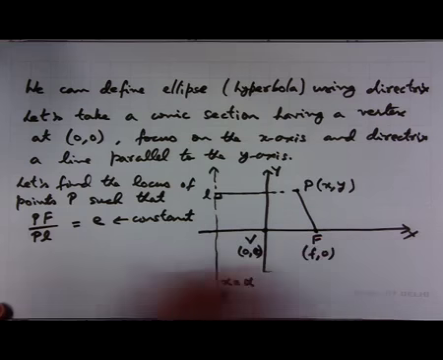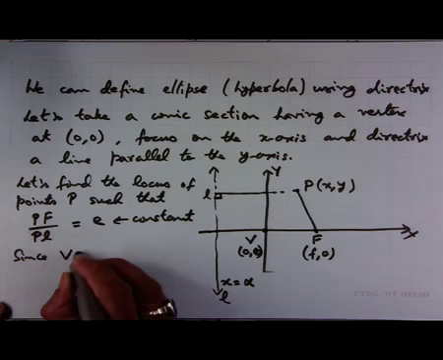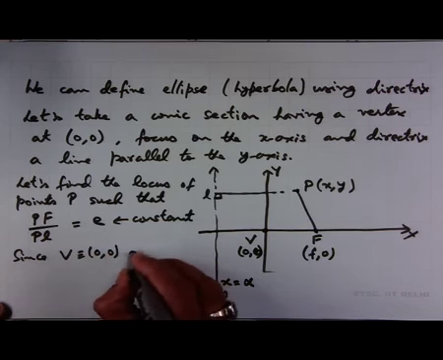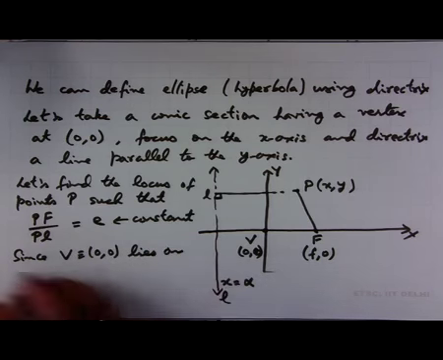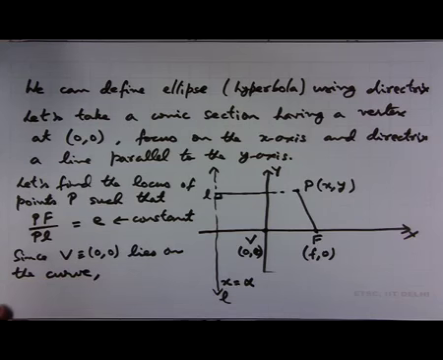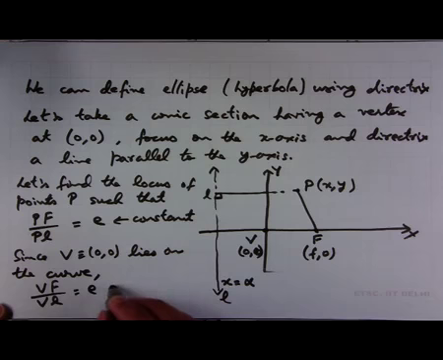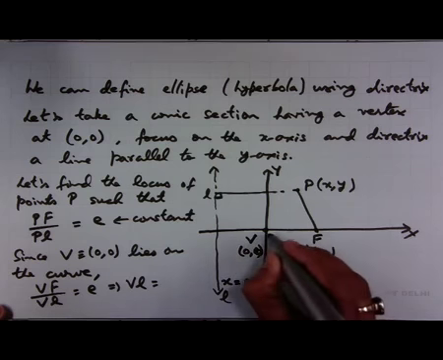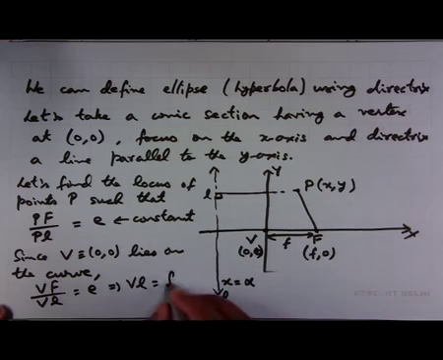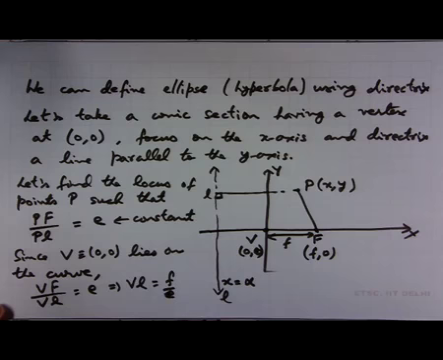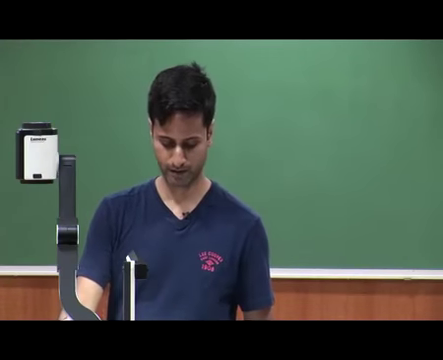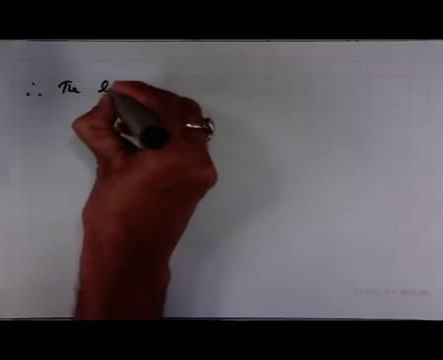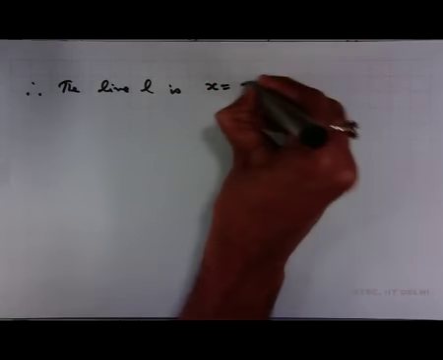Then, since V (0, 0) lies on the curve, we have Vf divided by VL. This should be equal to E. This implies VL distance is Vf by E. Vf is equal to f here. So, this is equal to f by E. Therefore, the line L is x equal to minus f by e.